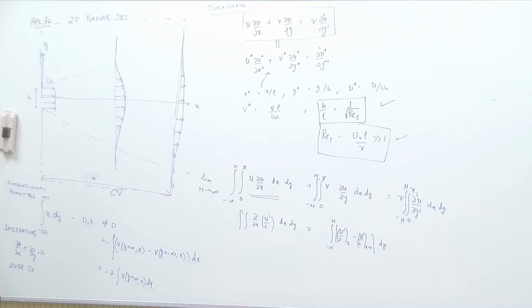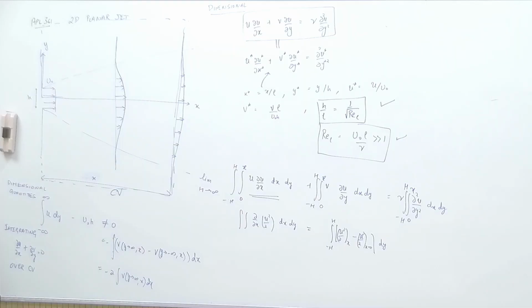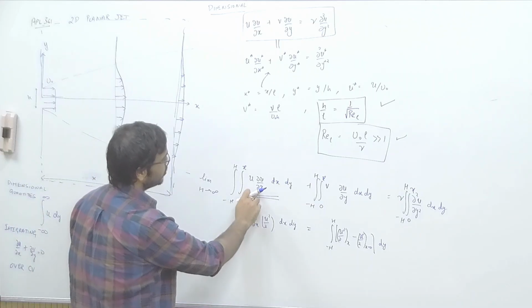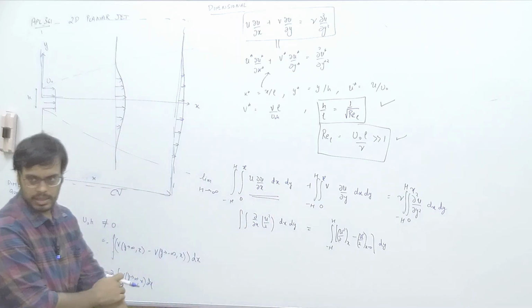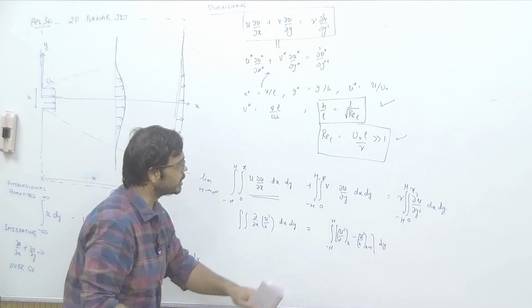I'll give you a hint, you are in the right zone. We have to use continuity somehow to make them complete derivatives, or to see if we can make them complete derivatives. So you will have to see how to substitute del u by del x as minus del v by del y. Okay, we were hasty in doing this.